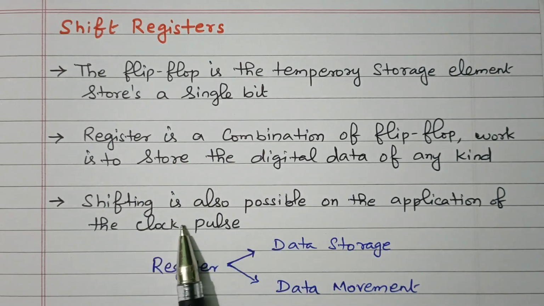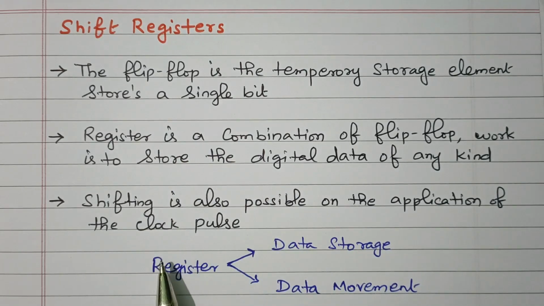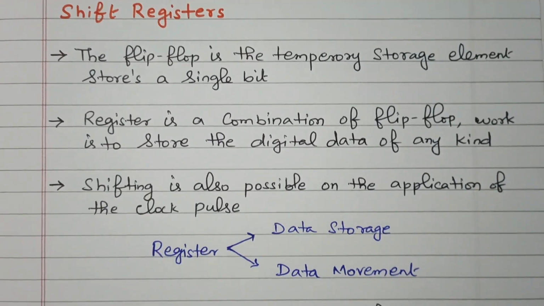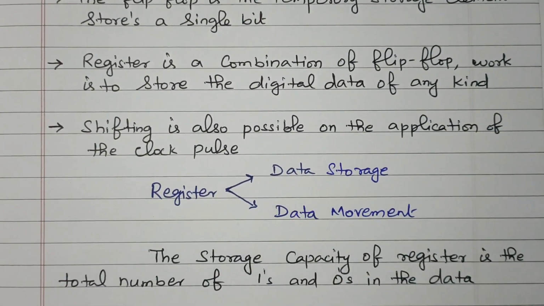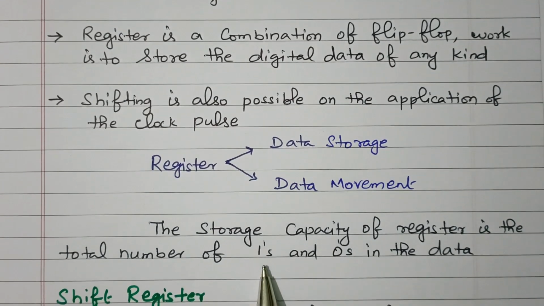And shifting is also possible on application of the clock pulse, right? So we can store the data, and another application is shifting the data, that is data storage and data movement. We can move the data from right side to left side or left side to right side, serial, parallel, all are possible. The storage capacity of a register is the total number of ones and zeros in the data, right? So the capacity is nothing but ones and zeros.